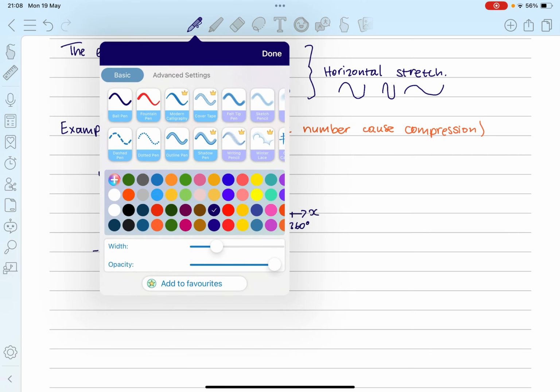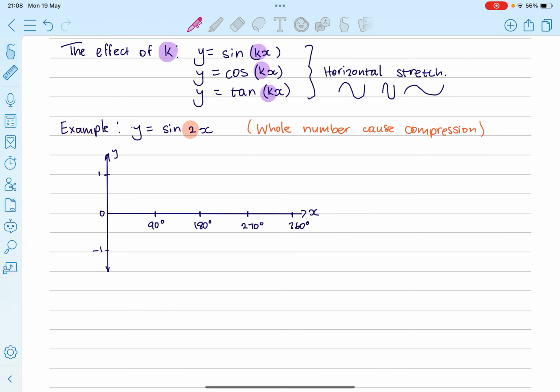So the standard graph of sine, let's use this magenta. It starts at 0 and then at 90 degrees it hits its maximum. At 180 it's back at 0. At 270 it hits its minimum, and at 360 it's back at 0. So it looks something like that. Like that. So this is the normal graph of sine x without any change in parameters. Okay, so now let's draw the graph of sine 2x.